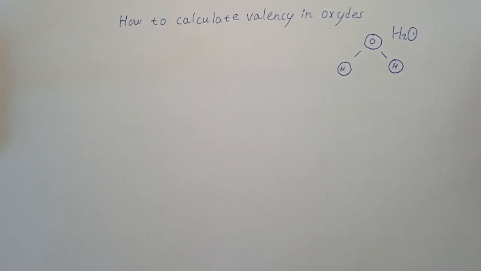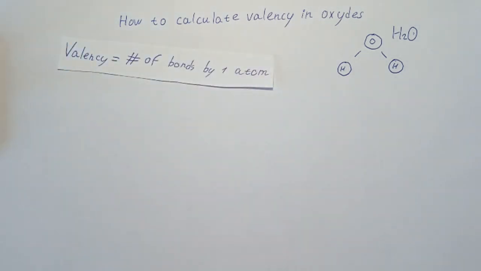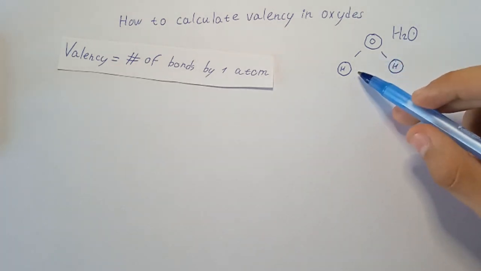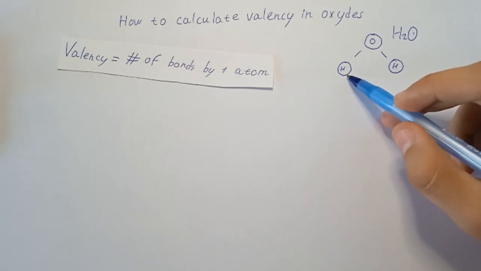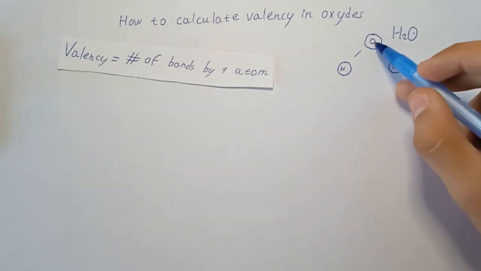How to calculate valency in oxides. First, let's talk about what valency even is. Valency is the amount of bonds that is made by one atom. I've got a water molecule right here. In this compound, hydrogen has a valency of 1 because it only forms one bond.